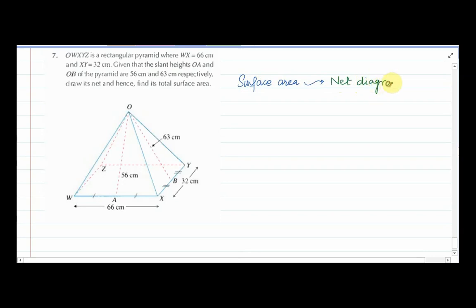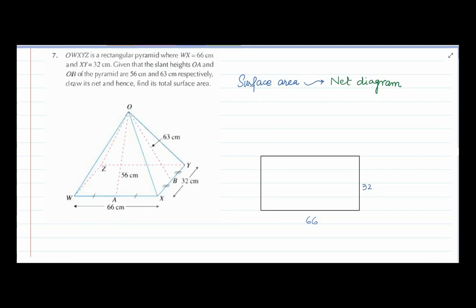And what do you mean by net diagram? If you open the pyramid, how will you see it? That is meant by the net of a pyramid. So what I am going to do, at first I am just trying to open the pyramid. Now that is a rectangular base we have, and this length is 66 and this one is 32, right? I hope that all of you have an idea what I am going to do next.